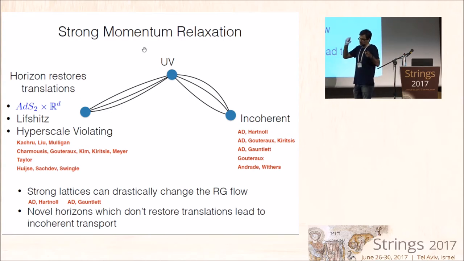Now, if you think of deforming such an RG flow by a lattice operator, it means that the lattice operator from the infrared point of view is irrelevant. As you lower the temperature, physics is again going to be dominated by the same ground states. But what can happen when you have strong lattices is that you can completely change the RG flow. You can find new horizon geometries which break translations. And the proposal is that these geometries are the ones which realize incoherent transport.